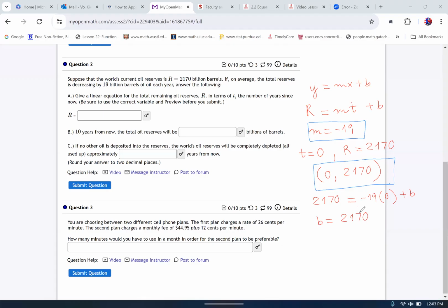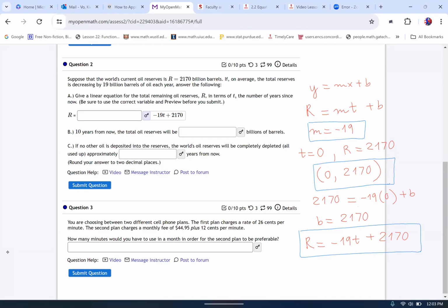So my equation, the linear equation that models the total oil reserve, is going to be R equals negative 19 times T, and then added with 2,170. And that is going to be my answer for part A of this question. Okay, let's check that answer because I want to make sure that I get a correct answer before I move on. There you go.